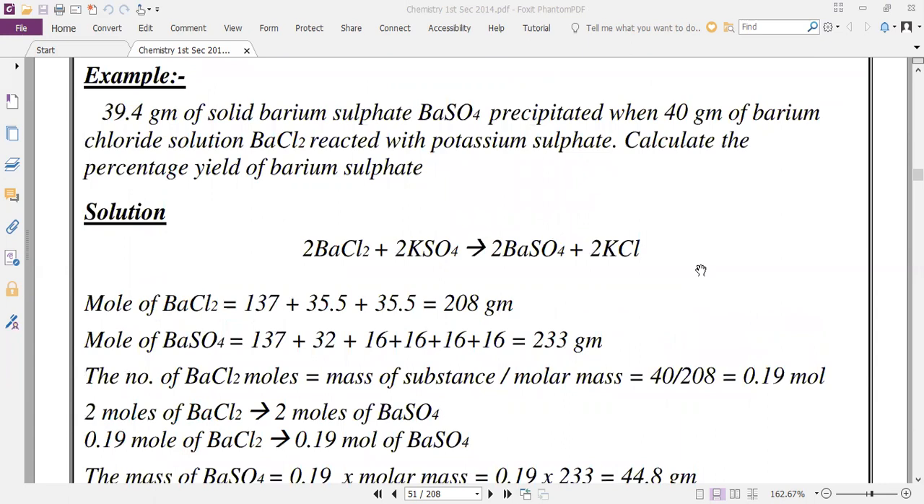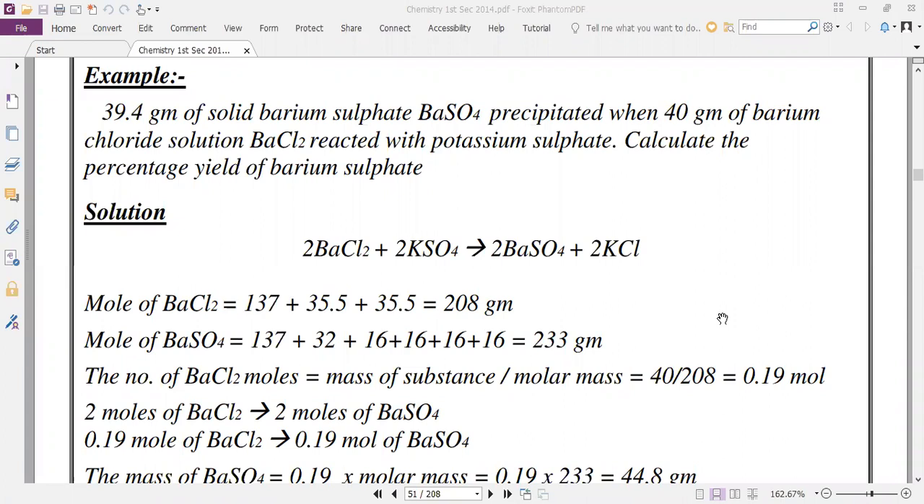Try to read, Mariam. Mariam. Can you hear me, Mariam? Yes. Okay, I said try to read the example.